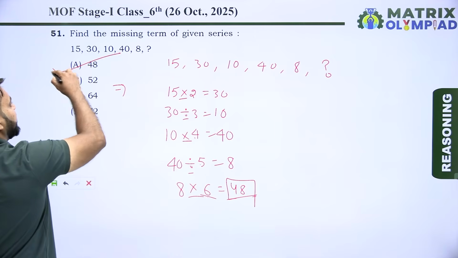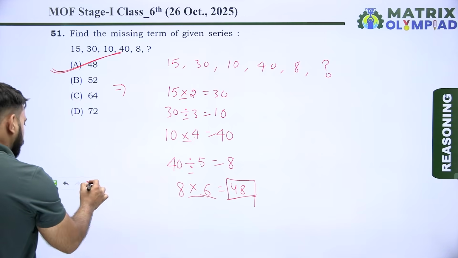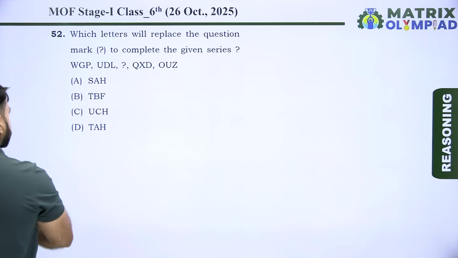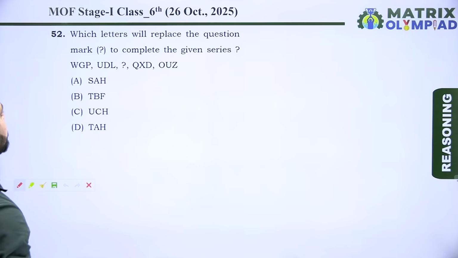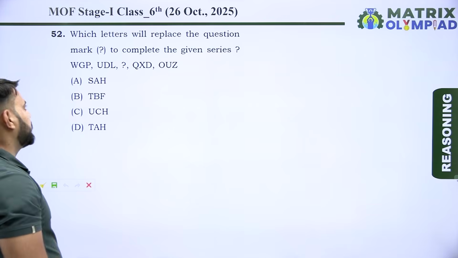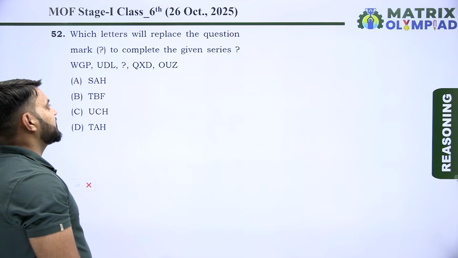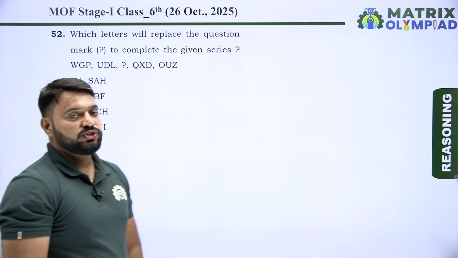So here option A is the correct answer of this question. Let's move on to the next question. So now the next question is question number 52. Which letter will replace the question mark to complete the given series? So the series is W, G, P, U, D, L. After U, D, L, next is missing, Q, X, D and O, U, Z.